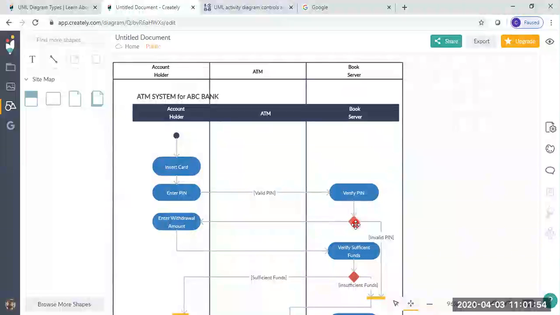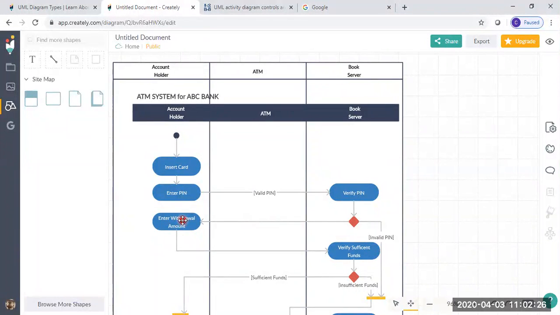fine. Now what happens? A decision is going to take place whether the PIN that has been entered by the account holder is valid, or whether the PIN that the account holder has entered is invalid. So if it is an invalid PIN, this is the path that is going to take place. Fine. This is the path. And if it is a valid PIN, then we would go to the activity enter withdrawal amount.